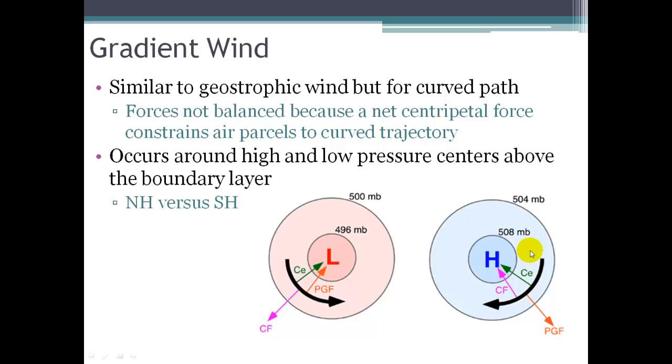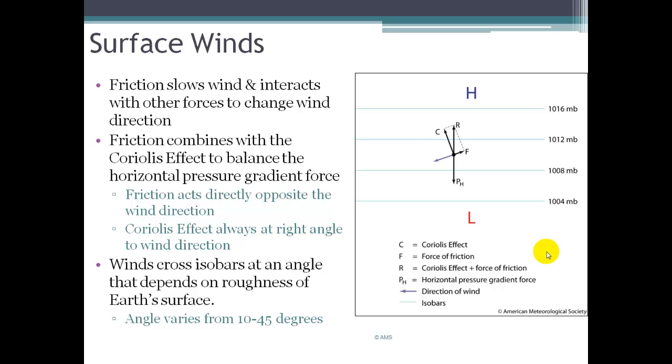The opposite would be true in the southern hemisphere. We'd have parallel flow, but it would be moving in a counterclockwise motion for a high pressure system. So this is the gradient wind. Again, no friction. We're higher up in the atmosphere.